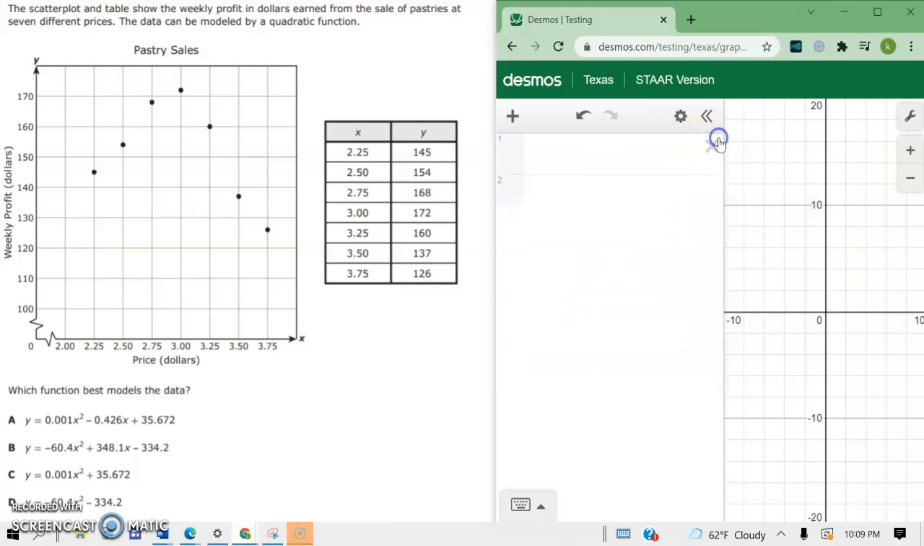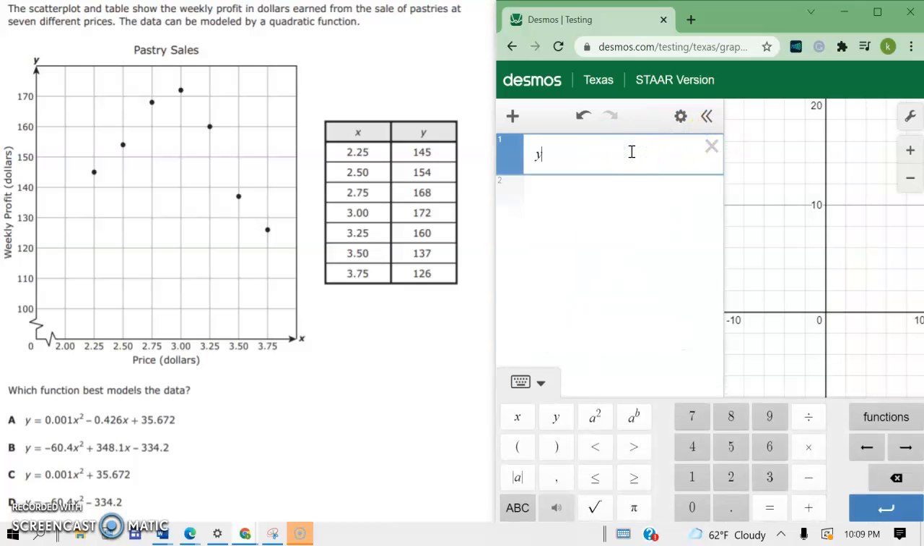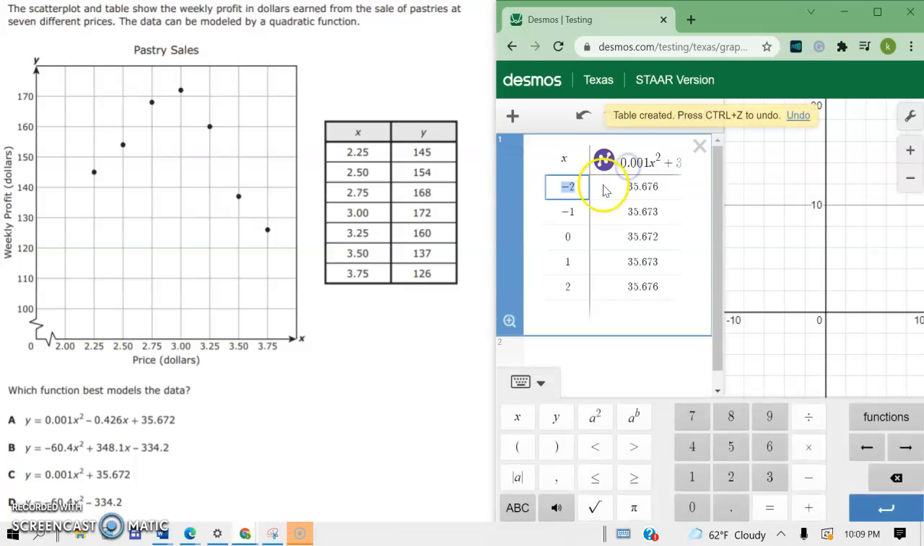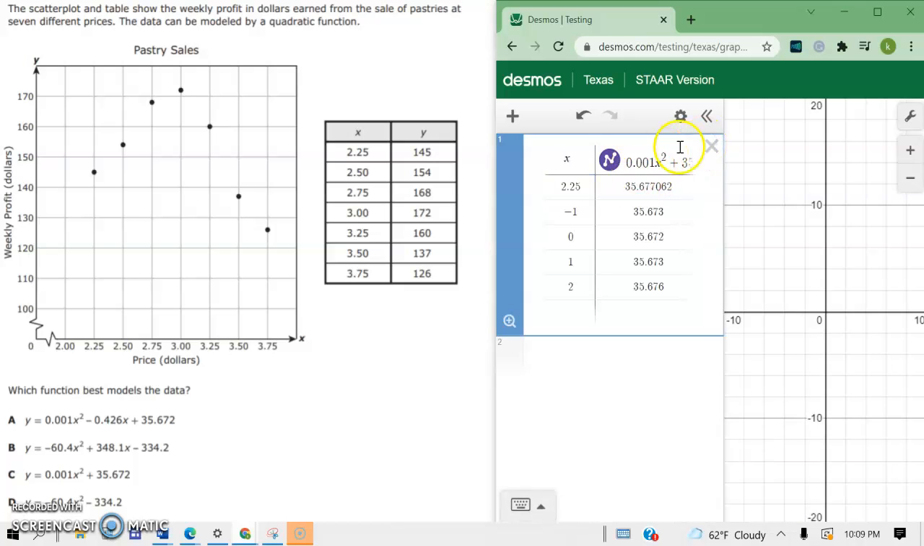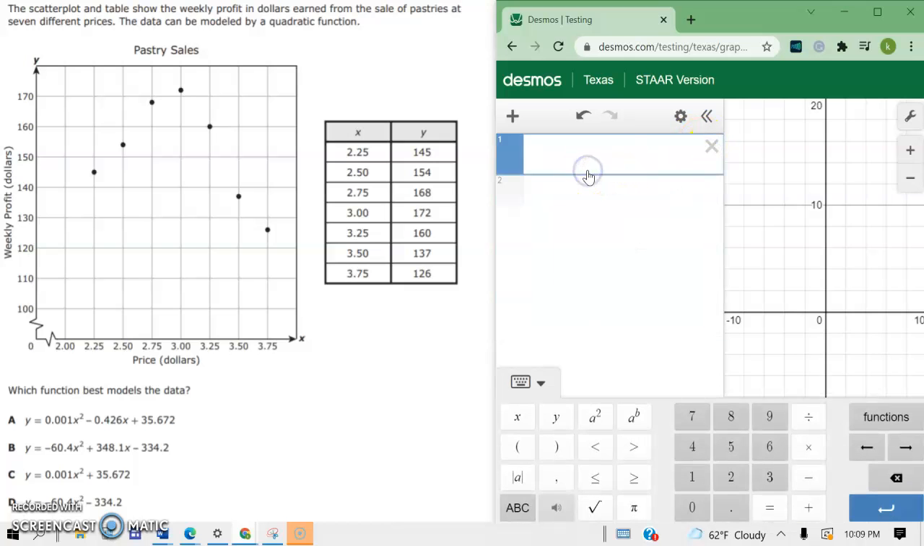How about C? Y equals 0.001x squared plus 35.672. Go to the gear, convert it to a table, and let's just put in the first value, 2.25. See how it is 37? It is not 145, so it is not that one. So now let's go to the very last one, just to make sure.